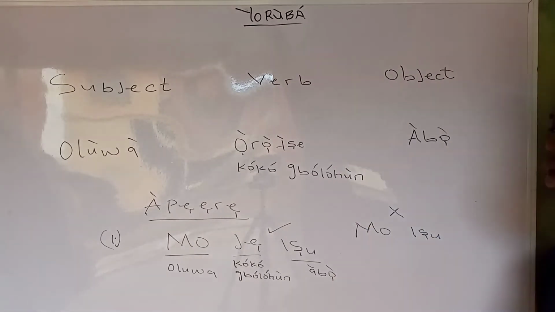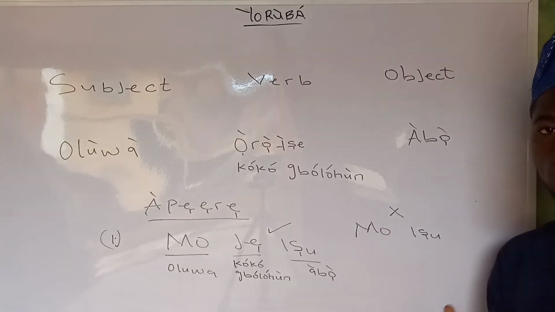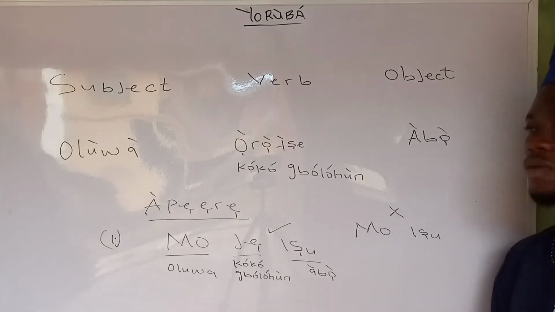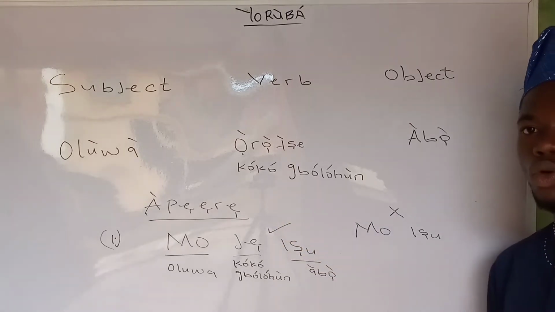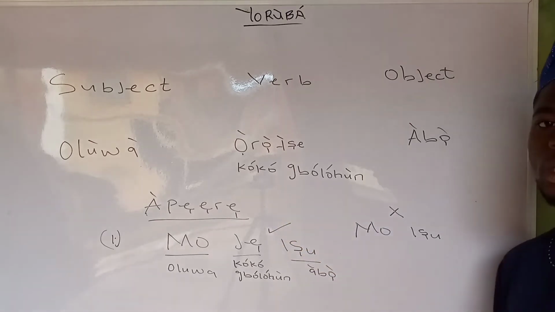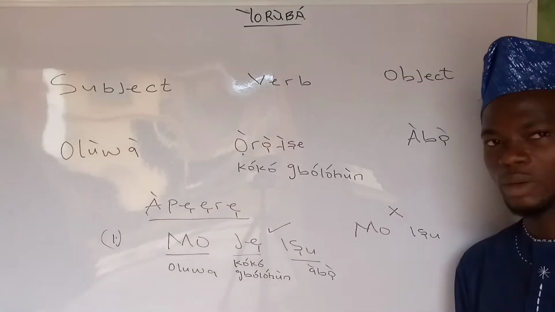Now, verb, we call it ọ̀rọ̀ ìṣe. Ọ̀rọ̀ ìṣe is what we refer to as what? As verb. Likewise, we can still call it kókó gbólóhùn. Without verb in a sentence, the sentence will not be what? Will not be meaningful. Let's look at an example of this.